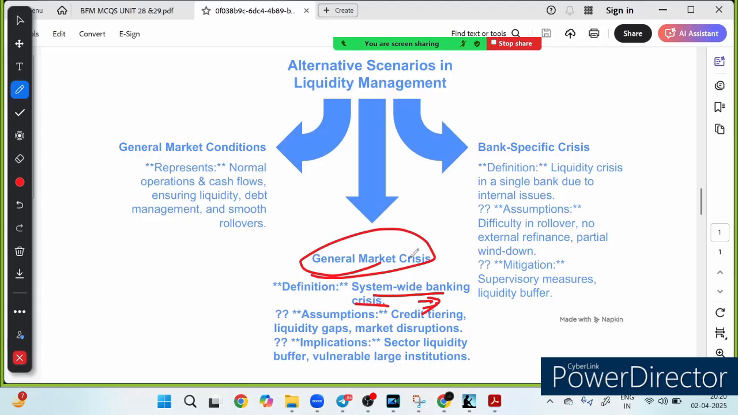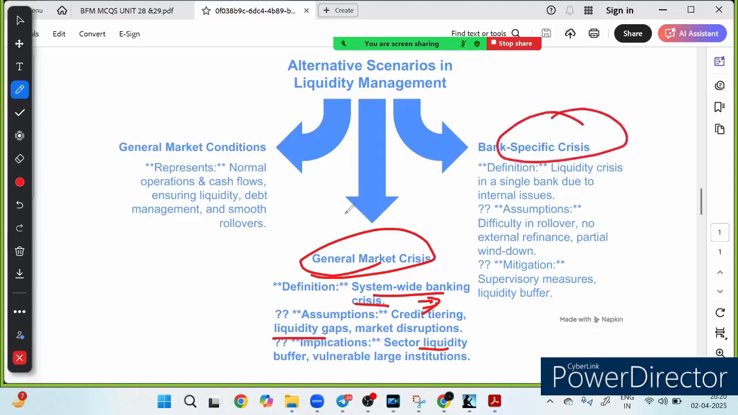So what is the implication? These are the assumptions under general market crisis: the banking system faces widespread challenges, it is not getting credit, there is a liquidity shortage, and a lack of market stability. The implication is that the entire sector faces a liquidity problem, and the large institutions are particularly more vulnerable. That is called general market crisis.